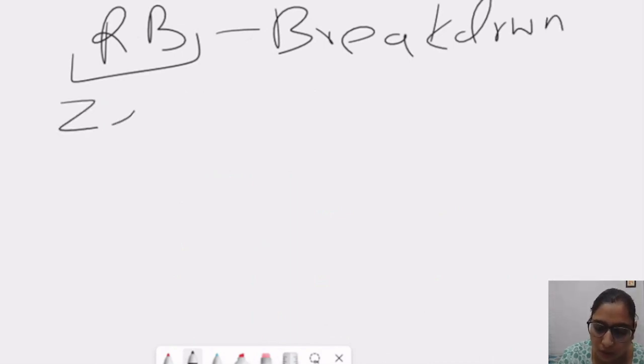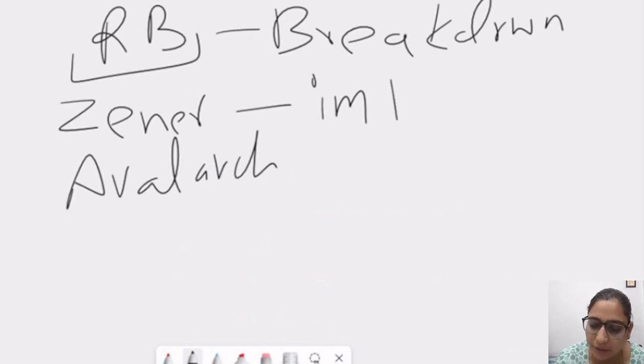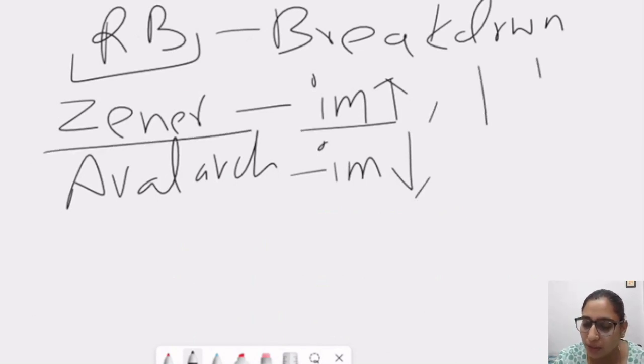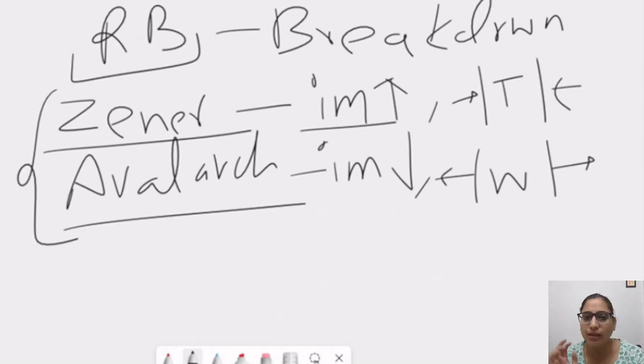There are two kinds of breakdowns, one is Zener and one is Avalanche. In Zener, the impurity level is very high, so it occurs in a heavily doped junction. Avalanche occurs in a lightly doped junction, so the impurity is a little less. So if Zener occurs in high impurity, the width of the depletion region is a little thinner, and in Avalanche the width of the depletion region is wider than in Zener. Okay, so these two parameters we have to consider, then we will discuss it in detail.